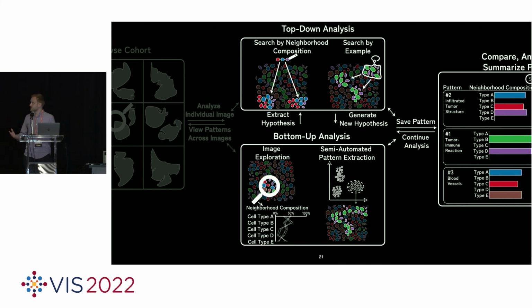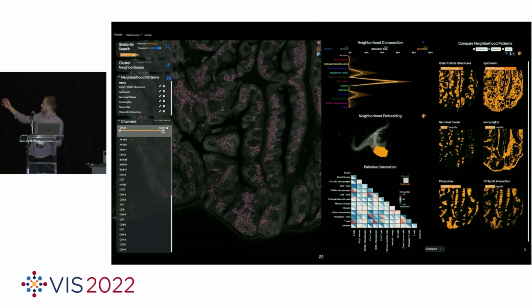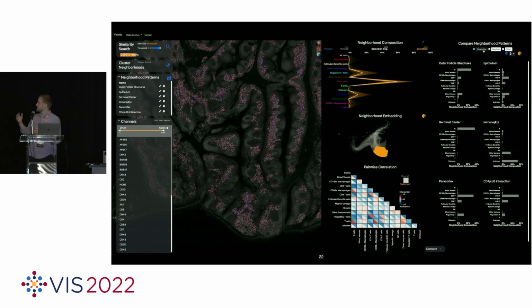So throughout analysis, experts are saving and labeling and annotating things that they find that are interesting. And we also want to allow them to compare their findings and summarize them. And so in that same right-hand side view with the cohort results, we also show small multiples visualizing the spatial context of every pattern they've saved and labeled, as well as the composition of each of these saved and labeled patterns as small multiples of bar charts to give a quick representation of what these neighborhoods contain.